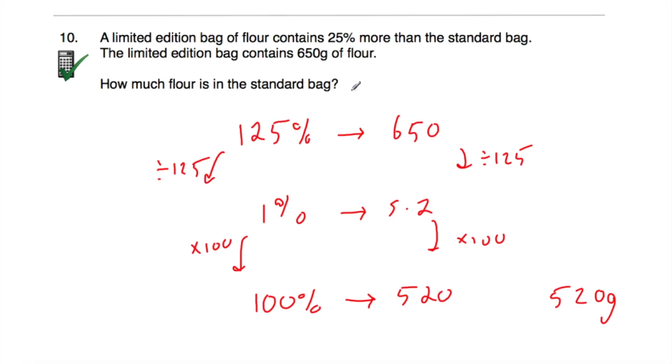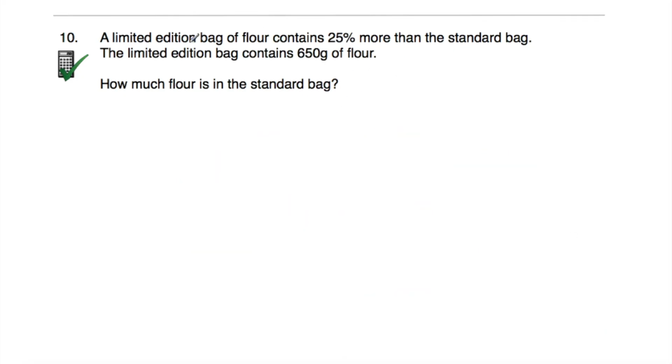And that's it. Another approach would be to consider our multipliers. We know the limited edition bag contains 25% more flour than the standard bag. If we want to increase something by 25%, the multiplier we would use would be 1.25. If you multiply something by 1.25, you increase it by 25%. We know that when you've increased it by 25%, we've got an answer of 650 grams. So if we take the 650 and divide it by the multiplier, 1.25, we can find out how many grams of flour were in the standard bag. 650 divided by 1.25 is equal to 520. So that means there's 520 grams of flour in the standard bag. And that's it.